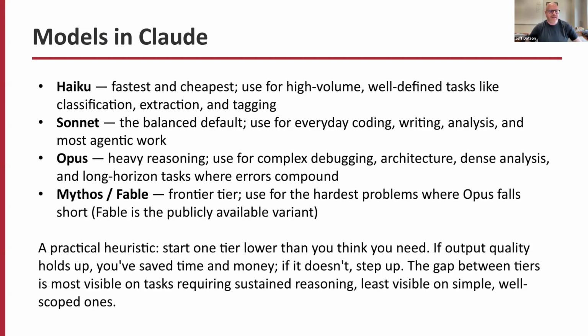Opus used to be the premium tier of models within Claude. You would use it for planning, for heavy reasoning, for complex debugging. If you're developing architecture for a system, if you're doing dense analysis, or if you're doing long horizon tasks where errors will compound as you move sequentially through steps, Opus is going to be the best thinking of those models. And so occasionally I would use Opus as a way of planning, and then I would use Sonnet or Haiku as a way of doing execution. If you can do really great planning, Haiku ends up being really effective for certain types of execution.